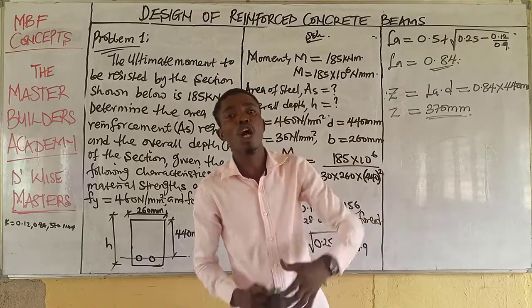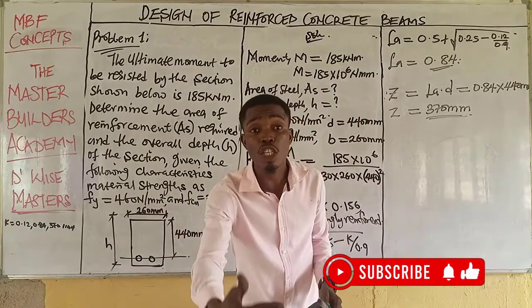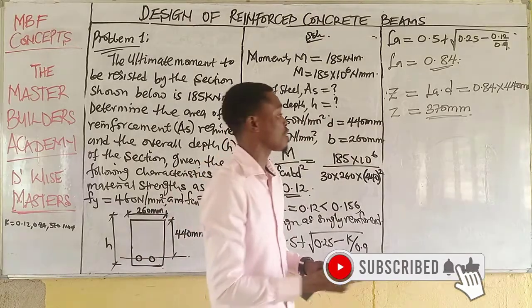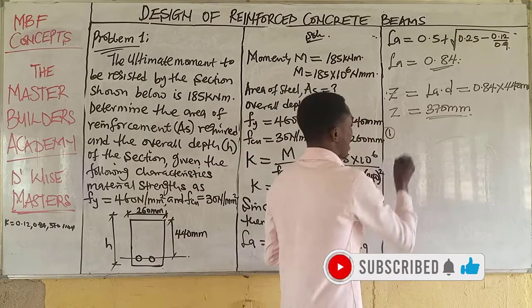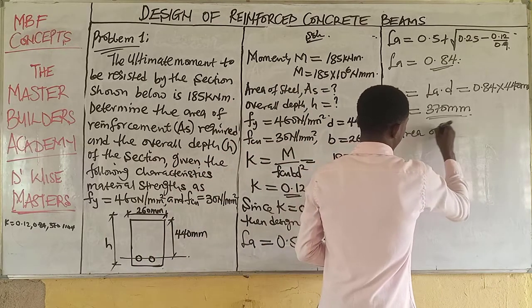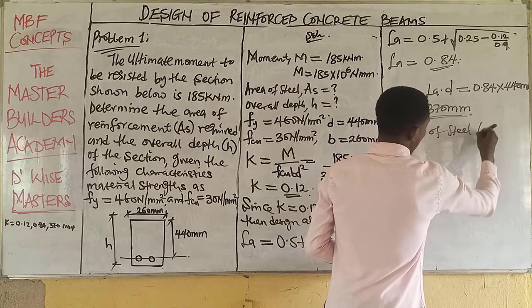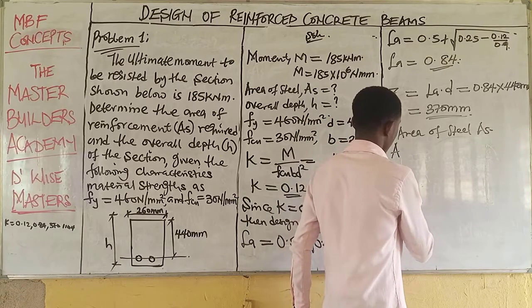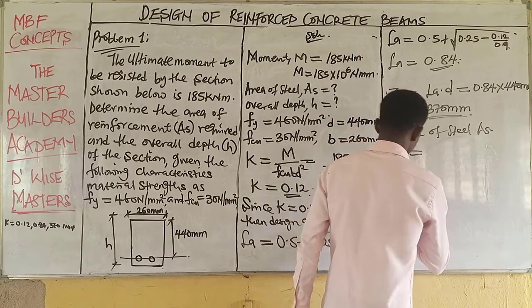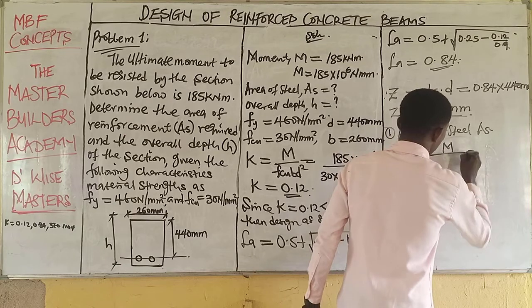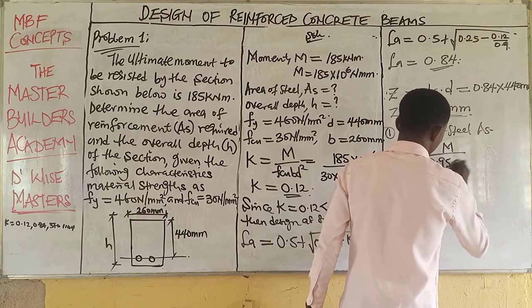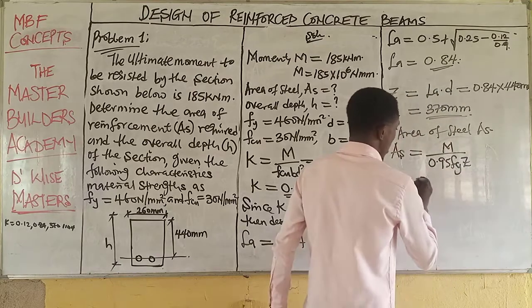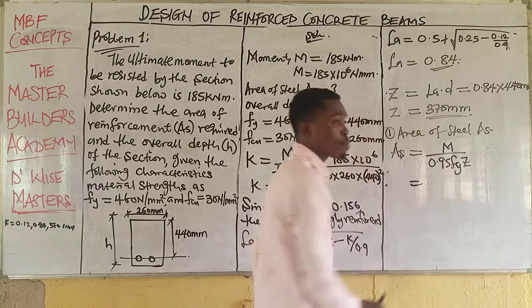Now that we have successfully obtained the lever arm value, the next is to obtain the area of steel. This is where we want to find the very first thing we are asked to find, area of steel, which is As. So now we have that As is equal to M over 0.95 fcy Z. Now we substitute the values of all of these parameters here.